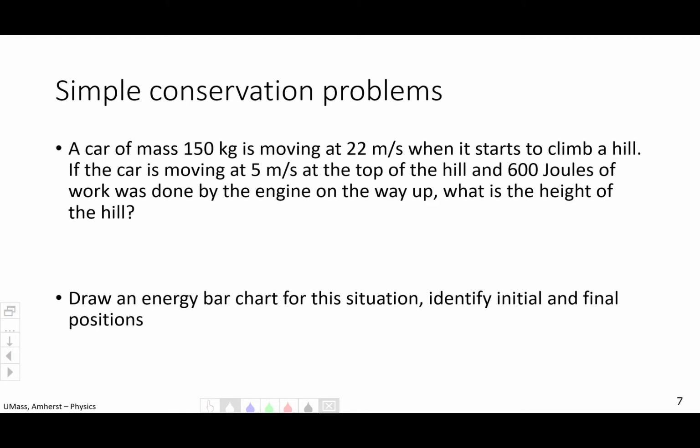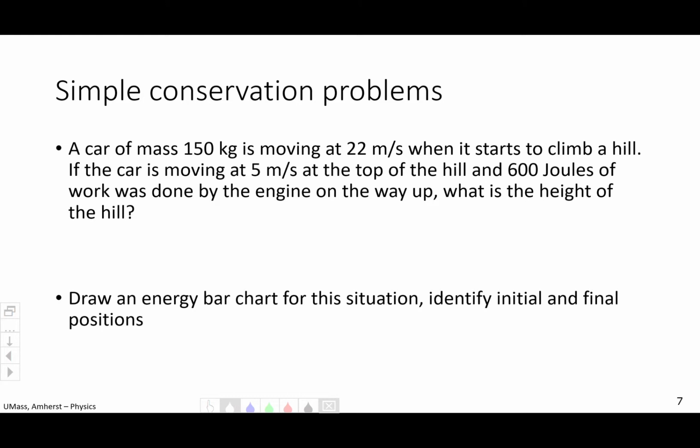A car of mass 150 kilograms is moving at 22 meters per second when it starts to climb a hill. The car is moving at 5 meters per second at the top of the hill, and 600 joules of work was done by the engine on the way up. And we're asked what the height of the hill is.